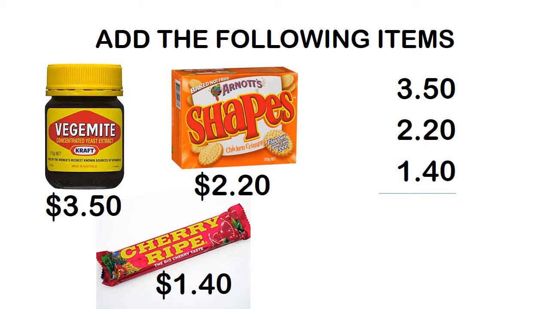0 plus 0 plus 0 is 0. Then we work from right to left. So then middle column here, 5 plus 2 is 7, plus 4 is 11. Put the 1 down and carry the 1. And then finally we're going to add the units column here. 1 plus 3 is 4, 5, 6, 7. So our final answer is $7.10.